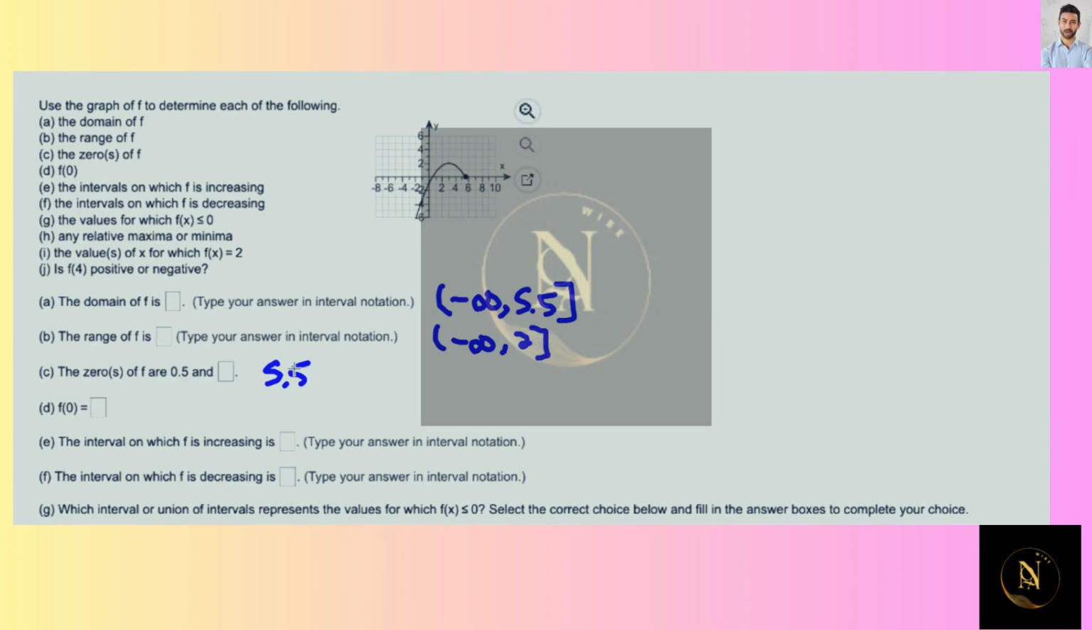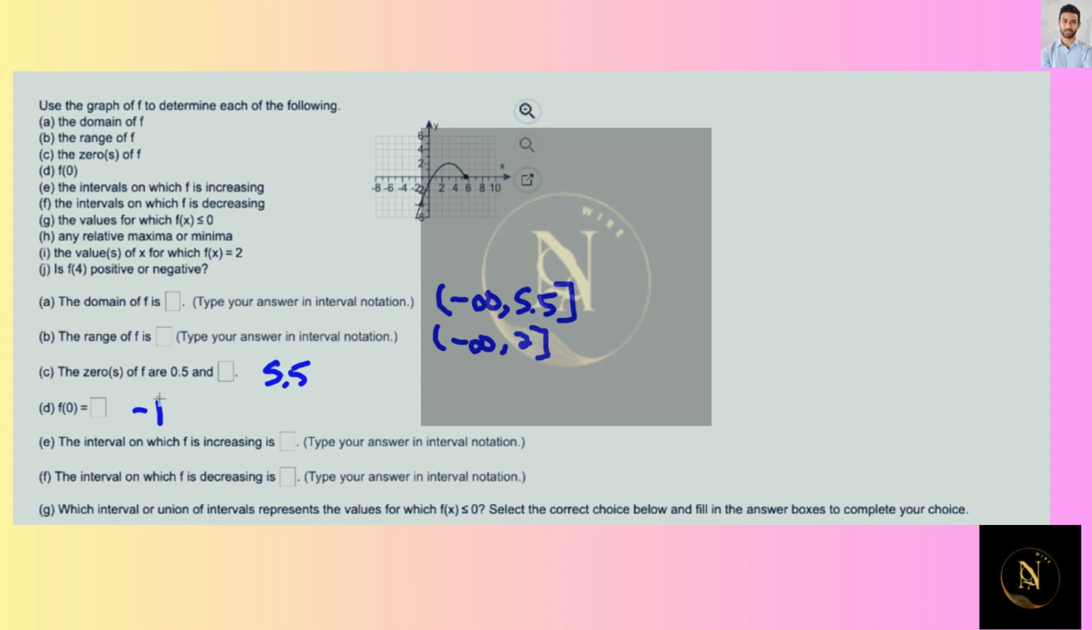F of 0 is the y value for which the x is 0. And that happens here, which I know it's a small graph. You're able to zoom in on it, but that happens at -1.